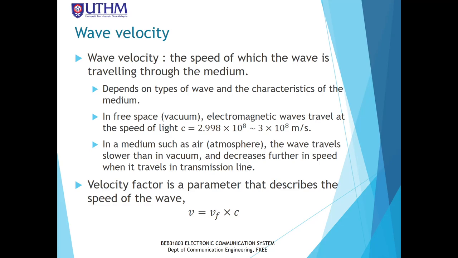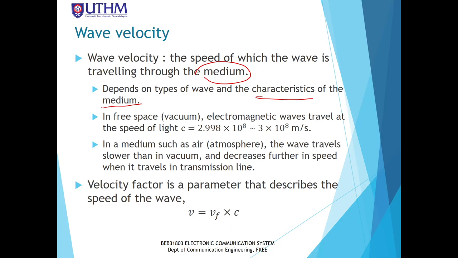And about the wave velocity, the wave velocity describes the speed at which the wave travels through the medium. The medium here is what we call the channel. The wave velocity depends on the type of wave and the characteristics of the medium. Dia bergantung juga kepada jenis medium. The medium can be free air, water, or a different kind of material to connect between the transmitter and the receiver. Dia ada banyak jenis medium. Medium ini tidak semestinya hanya udara sahaja. Udara, that means the air, or we call it free space. So it can be other types of material that the wave can also travel through, but at different speeds.